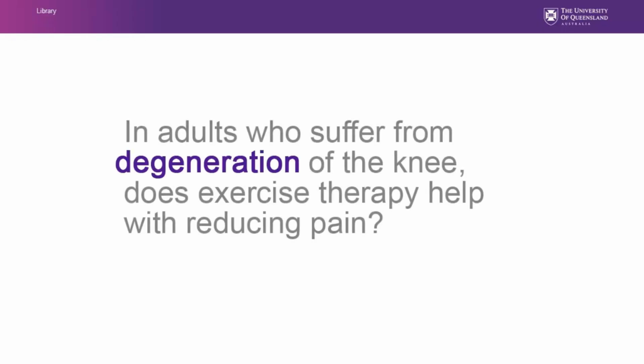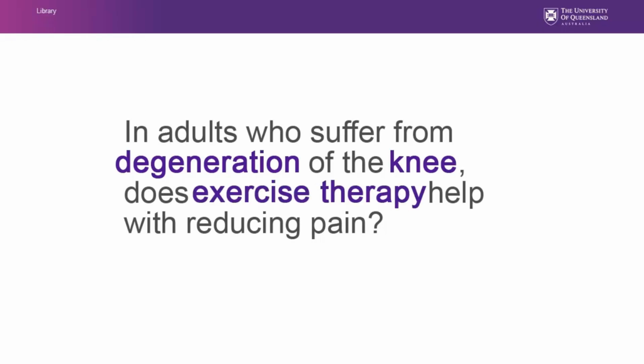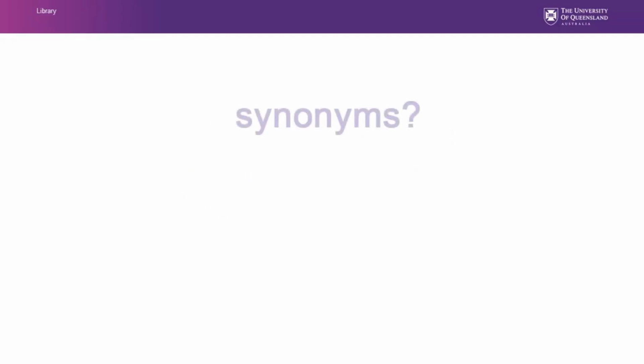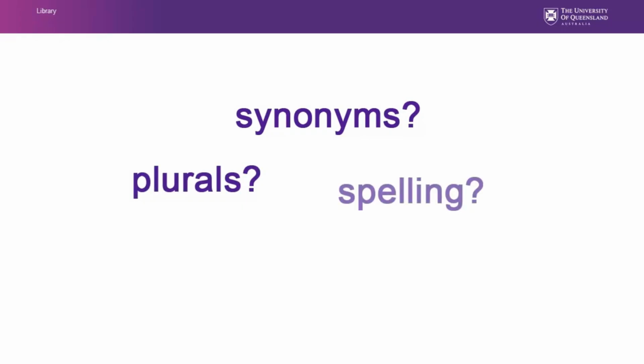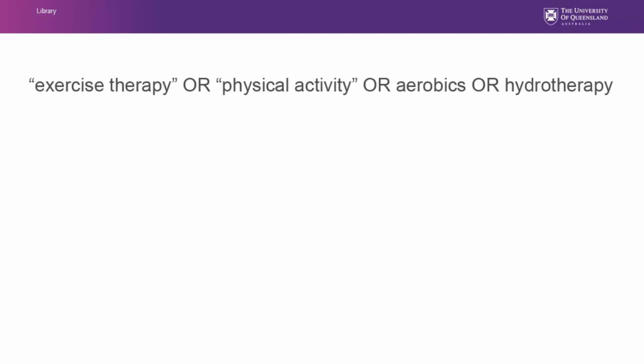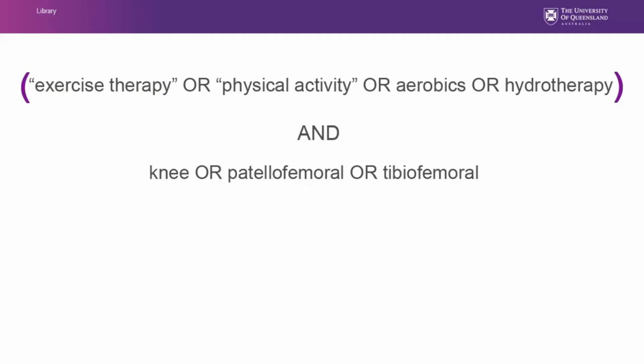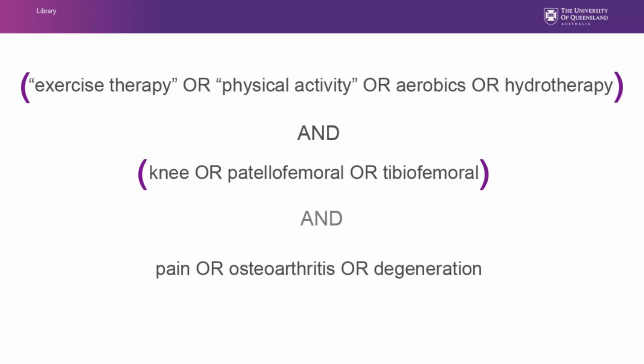What are the key words? Degeneration, knee, exercise therapy. Remember to include synonyms, plurals, and alternative spellings. Consider different terminology used in different areas. Your search strategy would look like this: exercise therapy, or physical activity, or aerobics, or hydrotherapy, in brackets, and knee, or palatofemoral, or tibiofemoral, in brackets, and pain, or osteoarthritis, or degeneration, in brackets.